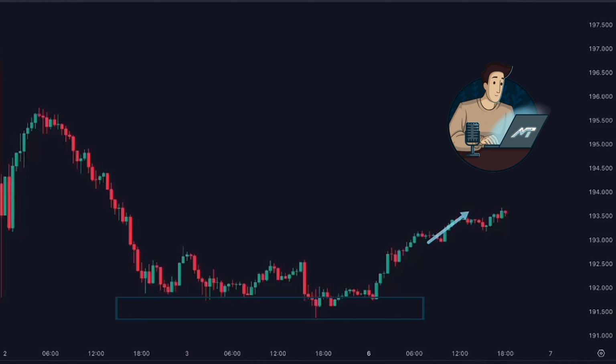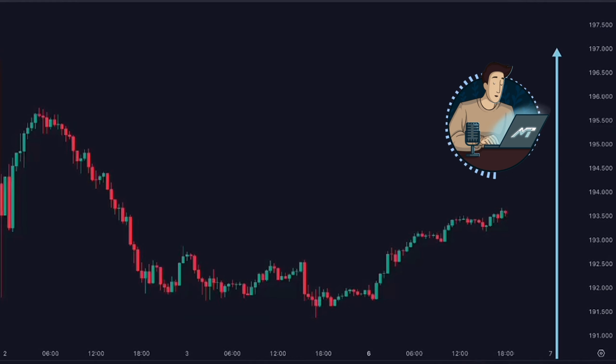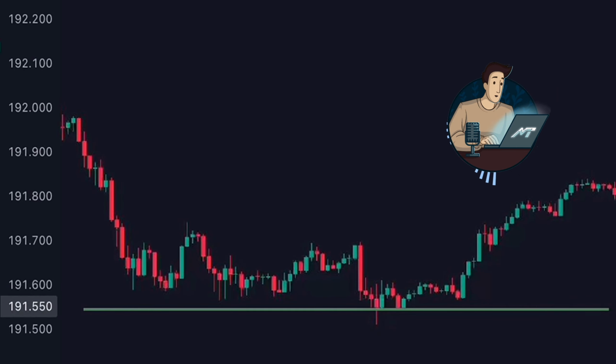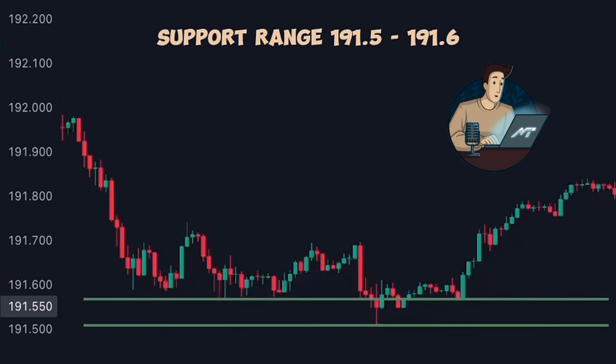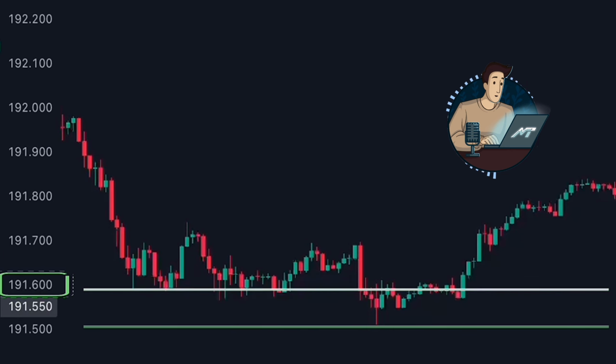Here at this level, traders see a good opportunity to buy, expecting the price to go up. And a very important thing here is that even though it's called a level of support, I think of it as more of a range. So it starts working from here and keeps affecting the price here.